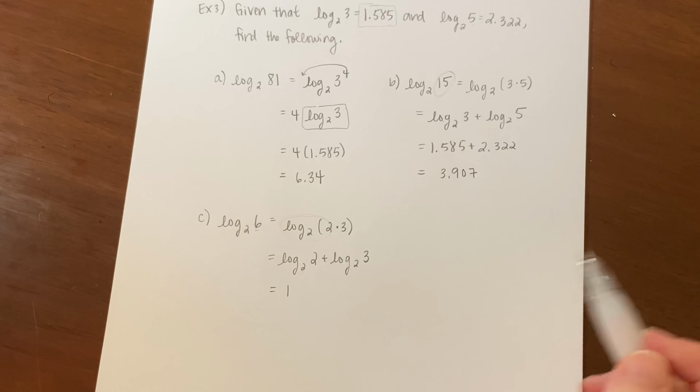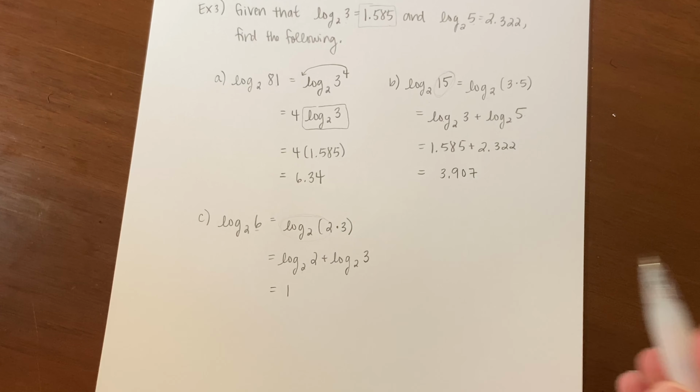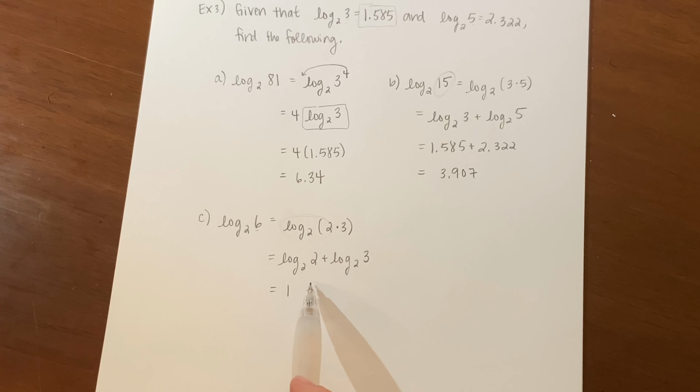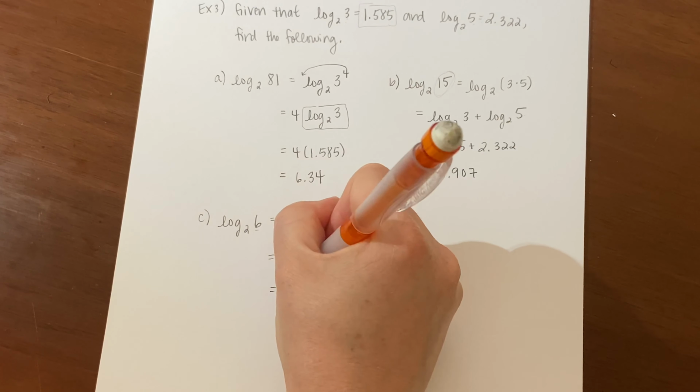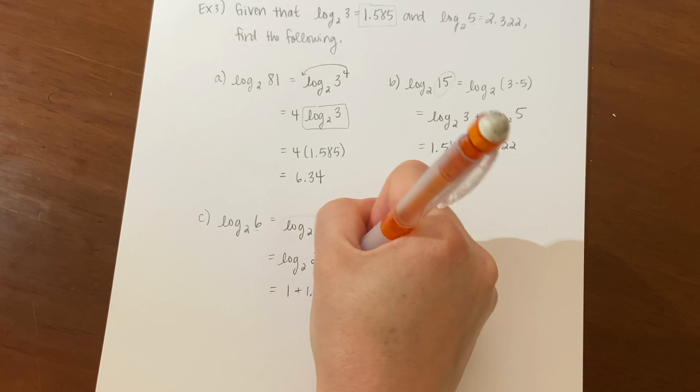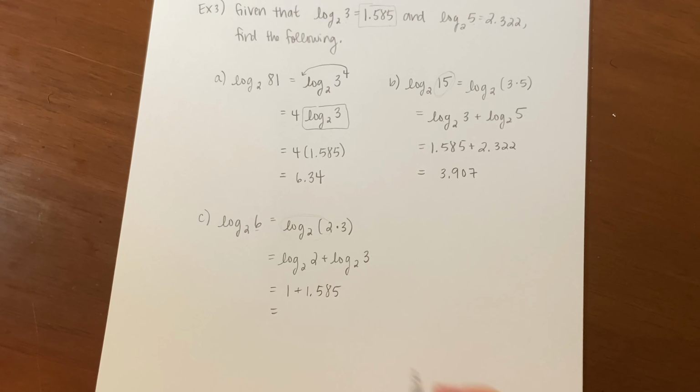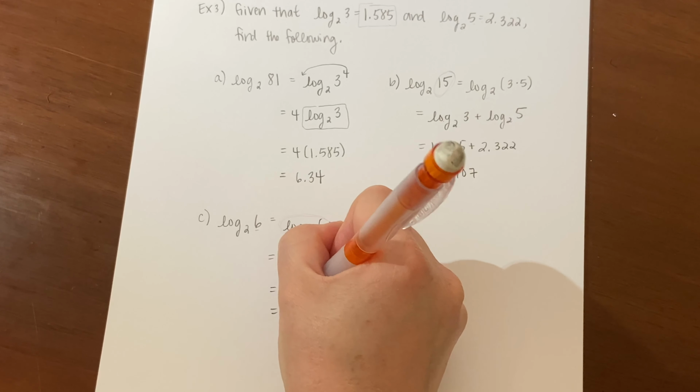Because log base 2 of itself will always equal 1. Log base 3 of 3 will equal 1. Log base 7 of 7 will equal 1. Remember that. Watch for it in a problem. Watch for ways to use it. And then log base 2 of 3 they gave us. That's going to be 1.585. So now we just have to add that together, 2.585.